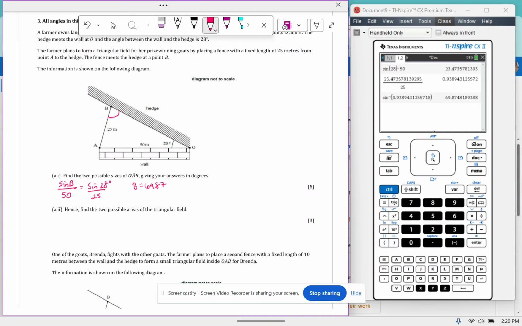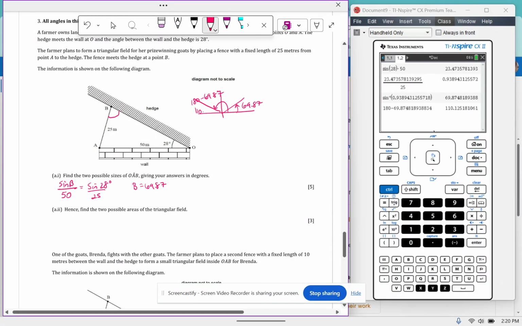I'm going to find the obtuse version by subtracting 180 minus 69.87, and that will give me the obtuse version of the same angle. So I've got 180 minus this, and that's going to give me 110.125. So B could be 69.87 degrees, or it could be 110.125 degrees. Depending on what B is, that's going to tell me what A is, right?